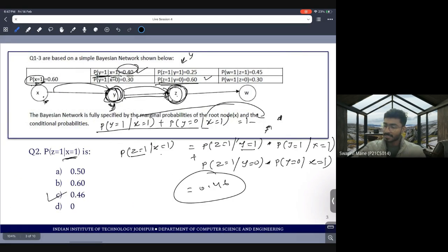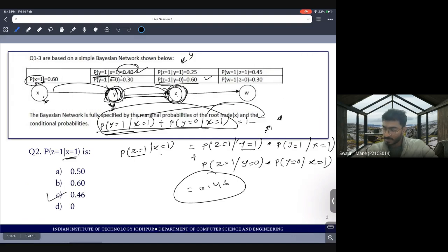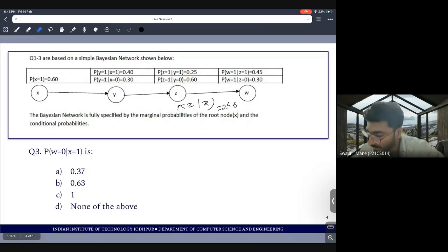You also have to consider this equation while calculating, because you can see here w is equal to 1 has been given, but w is equal to 0 is not given, right? So considering that, you can calculate it. You have to access the Z, then Y, then X. Z given X we have calculated in the previous question, so you can use that value directly. That is 0.46. I will write it again here.